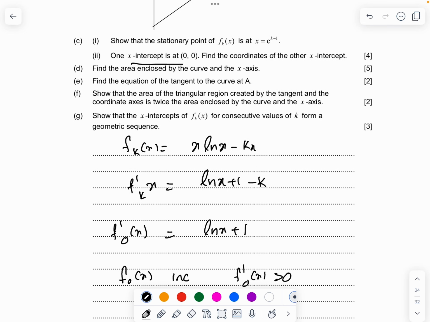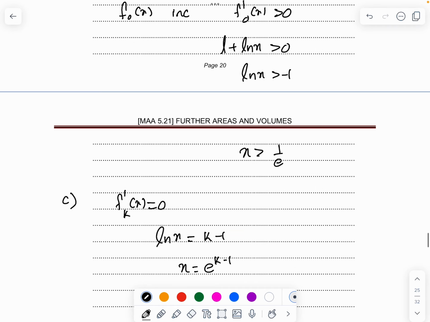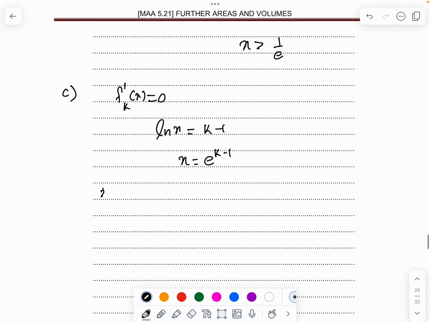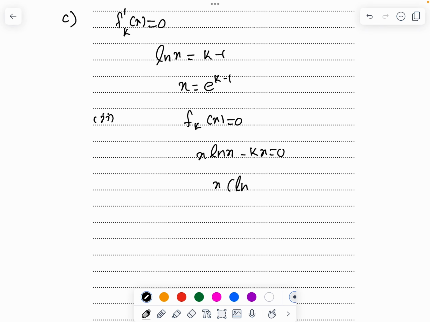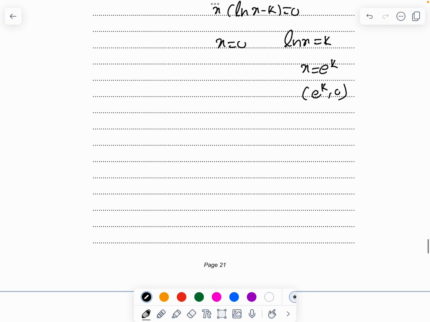Then find the x-intercepts. X-intercepts means the y value should be equal to 0. So x ln x minus kx should be equal to 0. Take x common: ln x minus k should be equal to 0. So x equals 0 or ln x equals k, so x equals e to the power k. So what is the x-intercept? e to the power k, comma 0.